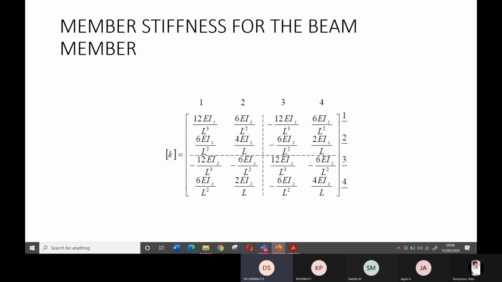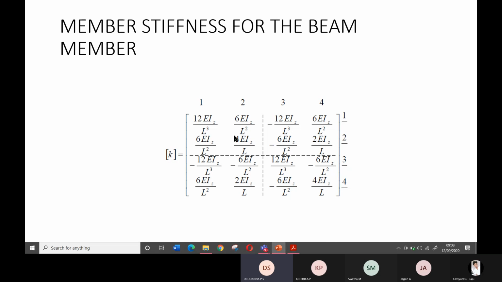You can just refer and do it, but if it's an offline exam then you have to remember these values. So it's easy to remember also. First is 12EI by L cube. Second one is the shear, and bending is 6EI by L square. Then the opposite is minus 12EI by L cube, then 6EI by L square.